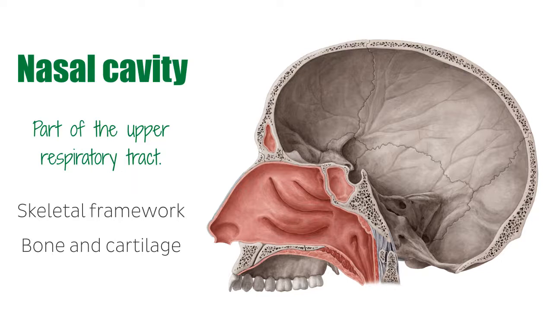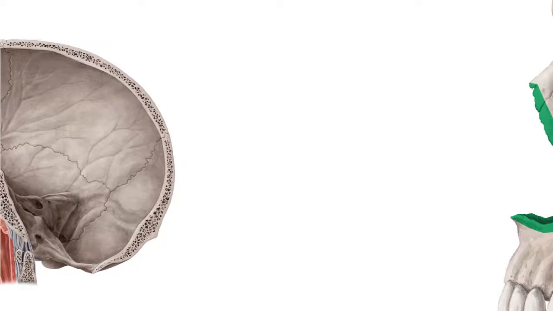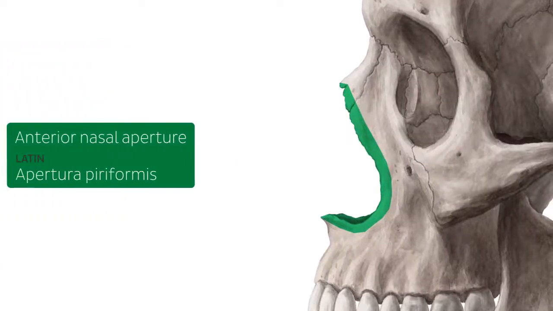In this tutorial, we will look in more detail at the lateral wall of the nasal cavity, which is rather complex and formed by bone, cartilage, and soft tissues. Firstly, I will begin this tutorial by describing the bones and bony structures that make up the lateral nasal cavity. So let's begin by looking at the anterior nasal aperture.